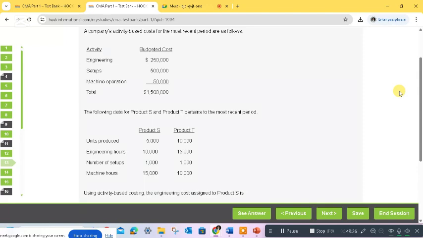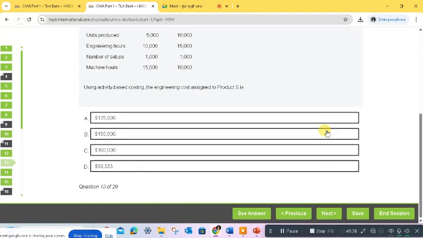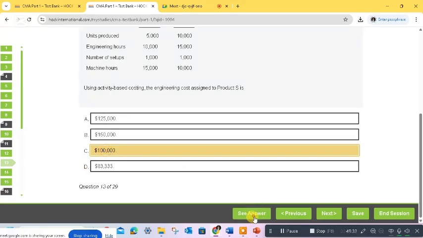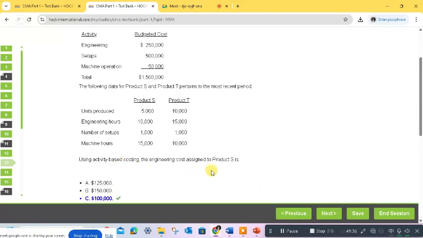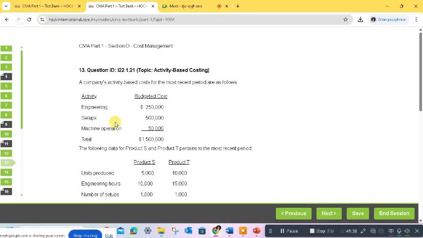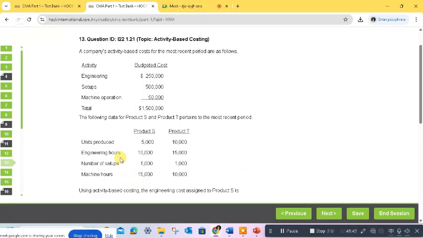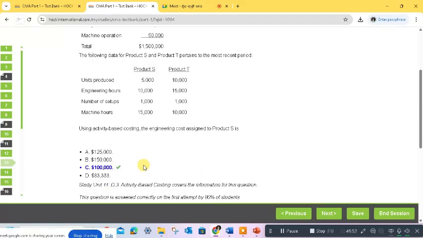Can you show the options? 100,000. Correct. Using ABC, engineering cost assigned to product is engineering cost 250,000, engineering hours 25,000, 10 plus 15, 25. So 250,000 divided by 25,000 is 10 per hour. Product S 10,000 hours, so 10 into 10,000, 100,000.